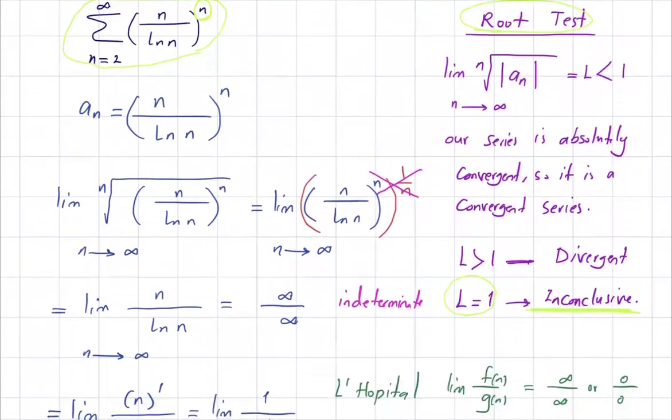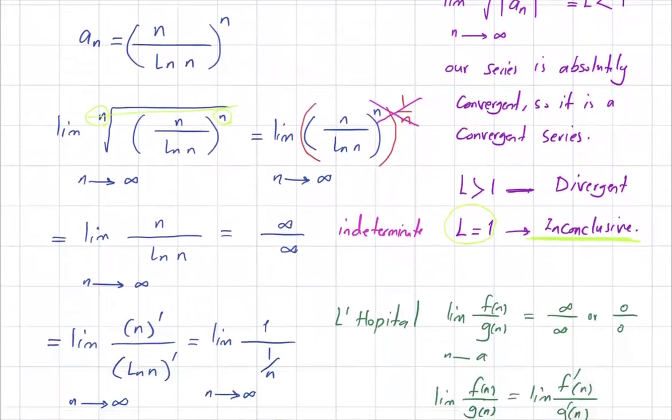I'm going to find the limit of the absolute value of n divided by ln of n to the power n and take the nth root of it. Well, I can cancel out the nth root and the exponent n. These two are canceling out. So you're left with the limit of n divided by ln of n. As n goes to infinity, you have infinity over infinity, which is an indeterminate form.